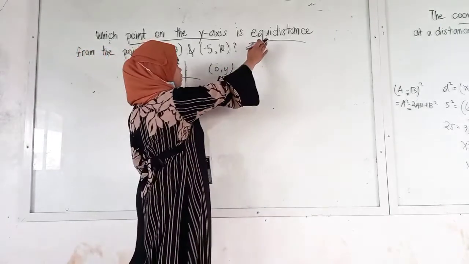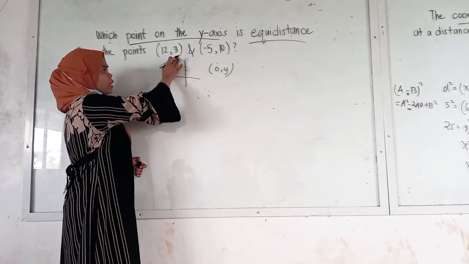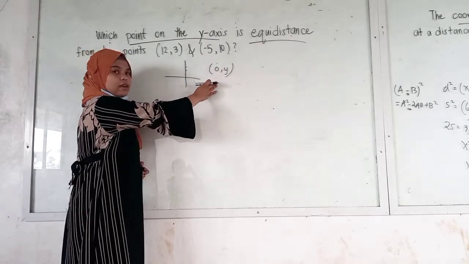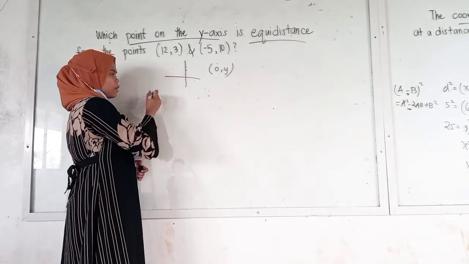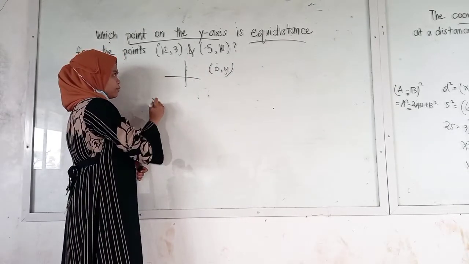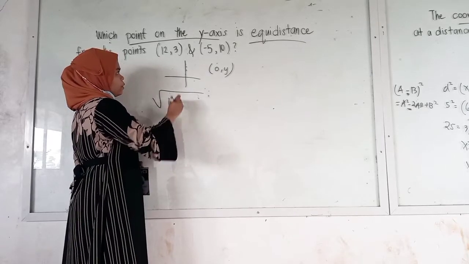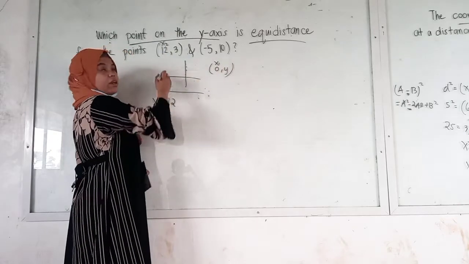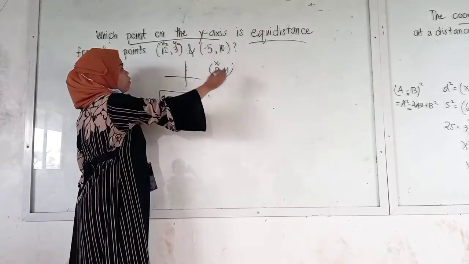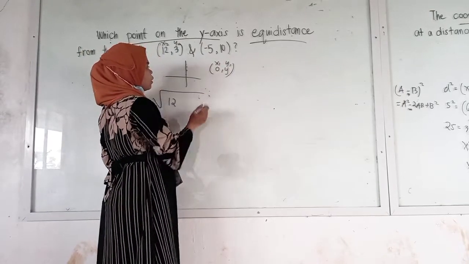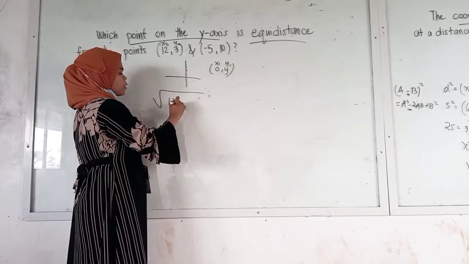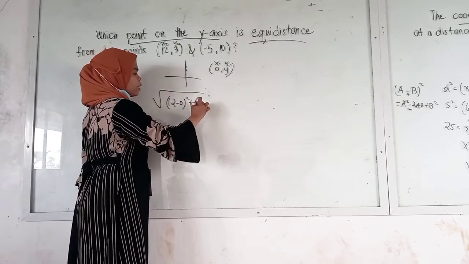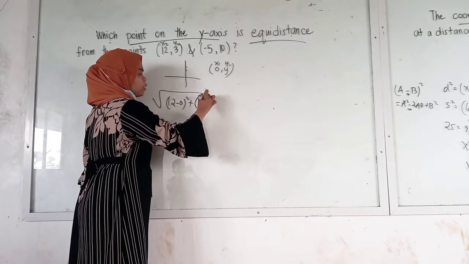So when we say equidistance, ibig sabihin from this 12, 3 at saka negative 5, 10, parehas yung distance nila papunta kay 0, y. So ano yung hanapin natin? By using the distance formula, I have 12. This is my x sub 2. Tapos ito yung x sub 1 ko, no? And then this is my y sub 2. Tapos this is my y sub 1. So x sub 2 minus x sub 1 that is 12 minus 0 quantity squared plus y sub 2 ko naman ay 3 minus y quantity squared.